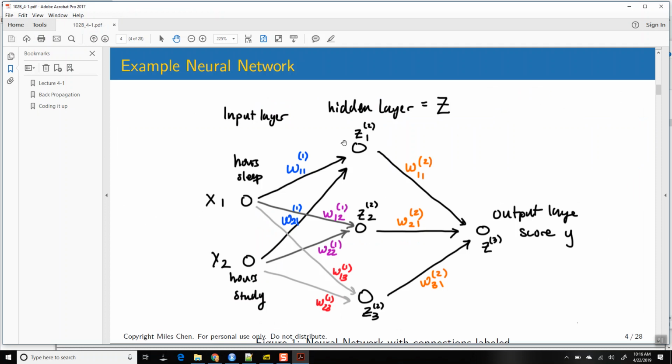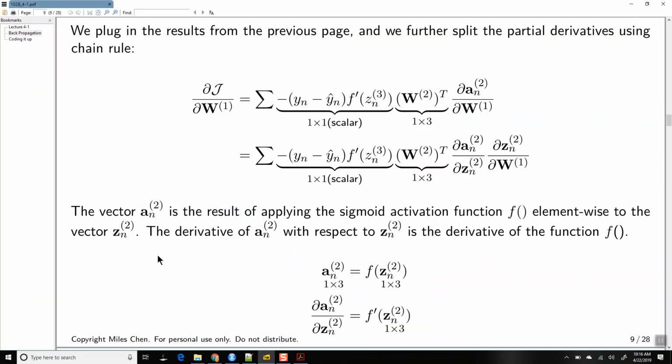So A is what happens after we pass Z through the activation functions. For one observation, we're going to have 3 values in A. So A is currently a 1 by 3 vector for observation n, and it is the result of passing Z through the activation function element-wise. We just apply the activation function f element-wise to Z. So Z will have the same dimensions as A. And so the partial of A with respect to Z is going to be f prime of Zn2.